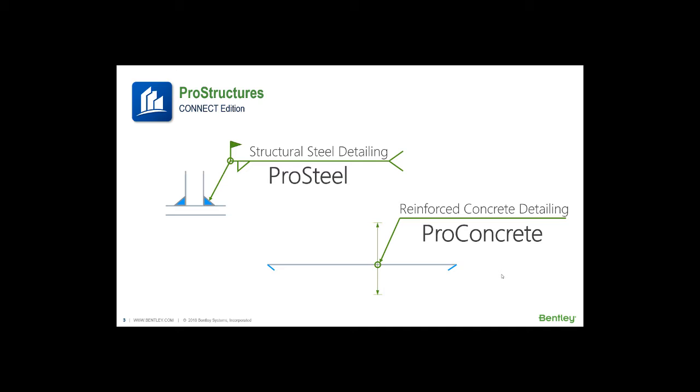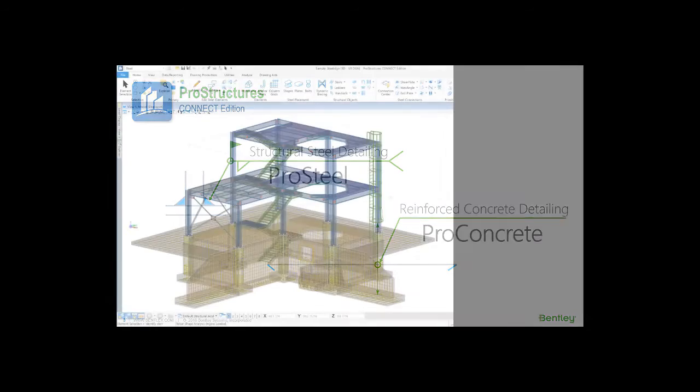So we are out with the latest version of ProStructures, which is the Connect edition, which has a 64-bit architecture, and the version that is presently in the market is update 4. Update 5 is supposed to release in the very near future, maybe in the next month itself. So this is about ProStructures, some basic information.